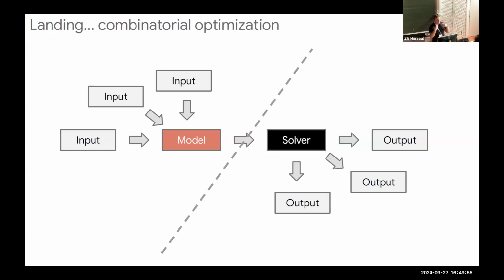And this is why we like MIP so much, because it decomposes. It creates this isolation between the business logic, which is in the model, and the number crunching, what happens in the solver. So this is why we like it so much.